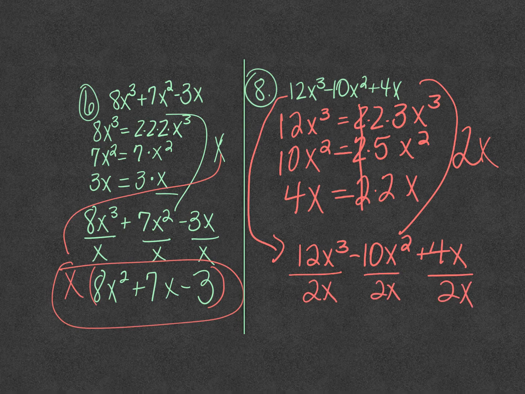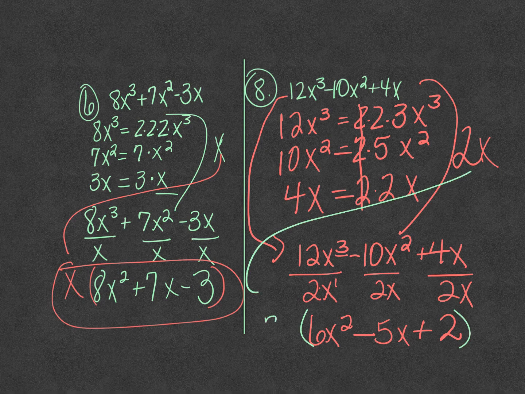Okay? 12 divided by 2 is 6. x to the third minus x to the first would be x squared. Minus 10 divided by 2 is 5x. Plus 2. I'm going to put parentheses around my answer and bring down my greatest common factor. And that is your answer.